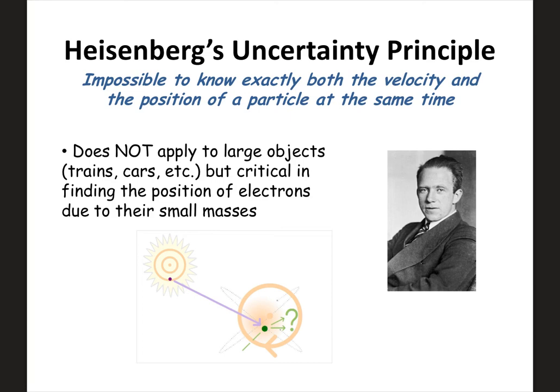No, this only applies to really, really small objects like electrons because they are so light. They're so small that when you try to figure out information about their velocity or their position, you kind of cause them to change speed or change position in the process. That's what we're going to look at on the final slide in a second. So this only applies to really small objects.